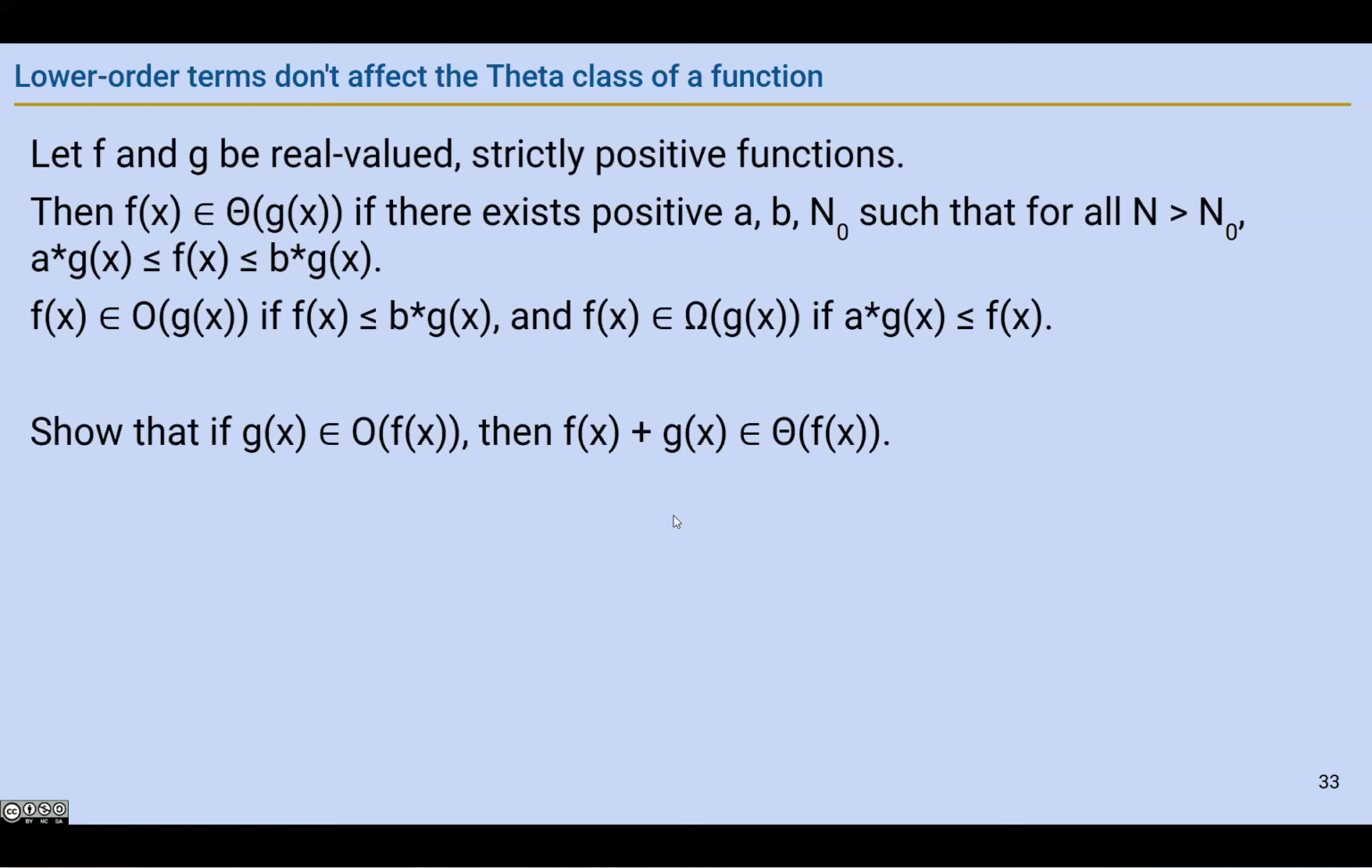In effect, g of x is going to be less than f of x. It's not quite less than f of x. It's less than b times f of x, some constant times f of x. So if you just add f of x to that, that's just b plus 1 times f of x. So f of x plus g of x is going to be less than or equal to b plus 1 times f of x. And that gets you that bound.